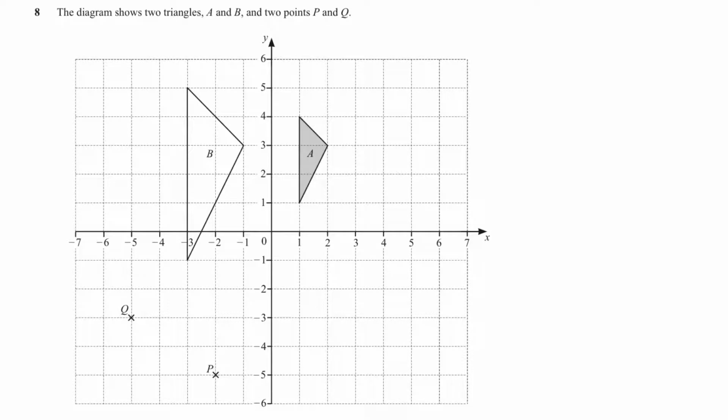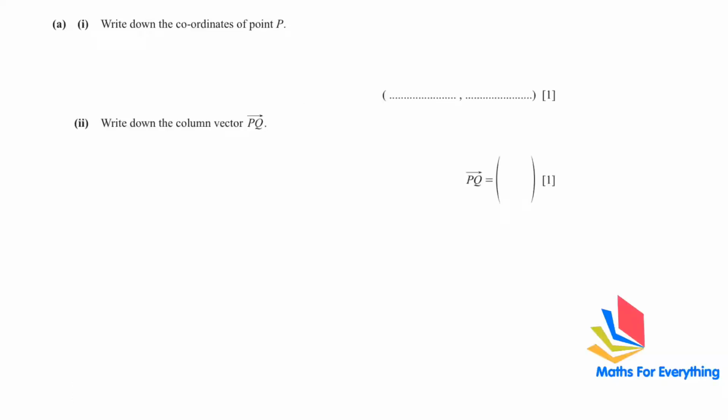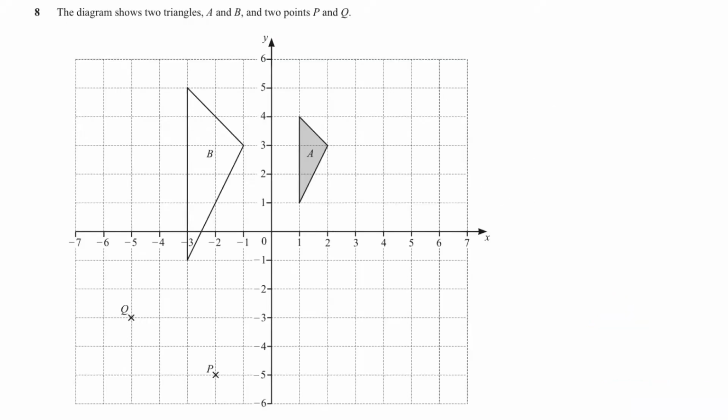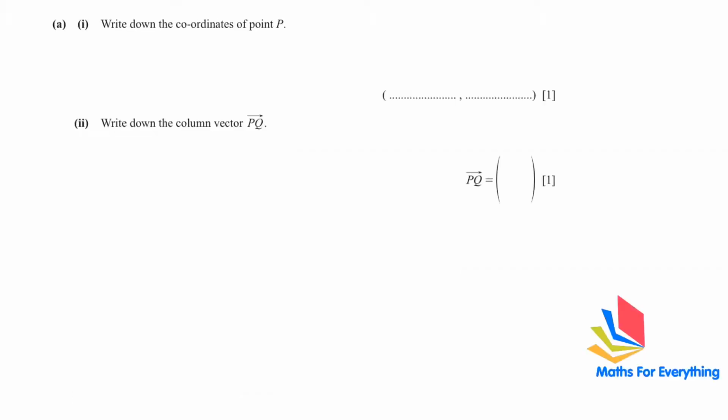Question number 8. We have been given a grid and two triangles A and B and 2 points P and Q. Let's read the first part of the question. Write down the coordinates of point P. P is here. So the coordinate of point P is, first we write the x value, so negative 2, and the corresponding y value is negative 5. Negative 2, negative 5.